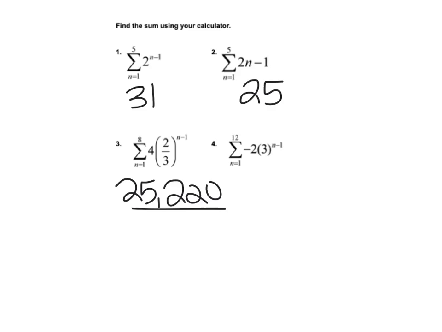25,220 over 2,187, and then the last one should be negative 531,440.